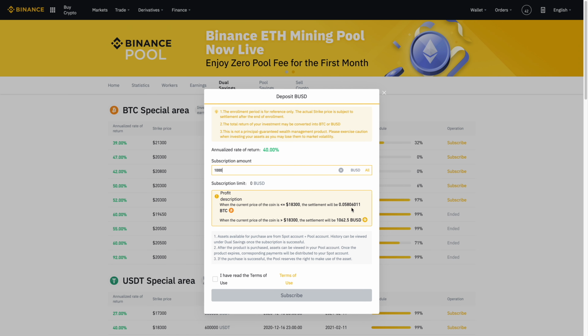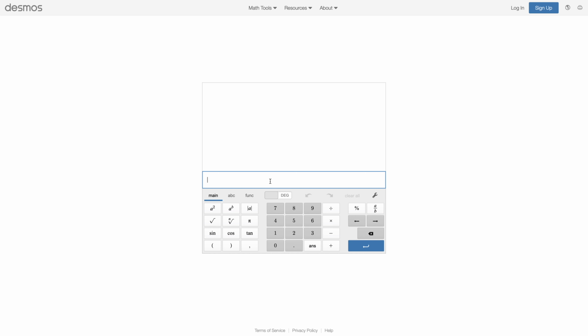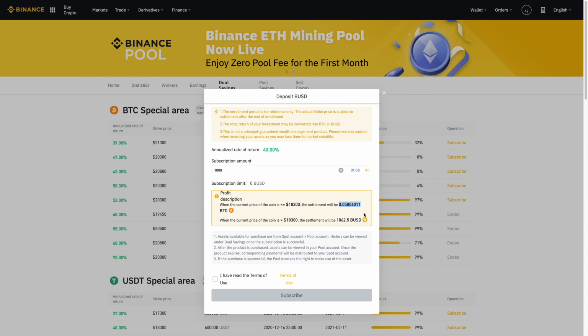Now here, you're probably wondering, how do they get this number over here? Well, this number is basically this, but in Bitcoin value. So I'll show you. If I take this over here and multiply by 18,300, I will get this. So I've got a calculator here and I'm going to multiply that by 18,300. And as you can see, it's about the same as it is over here, right?